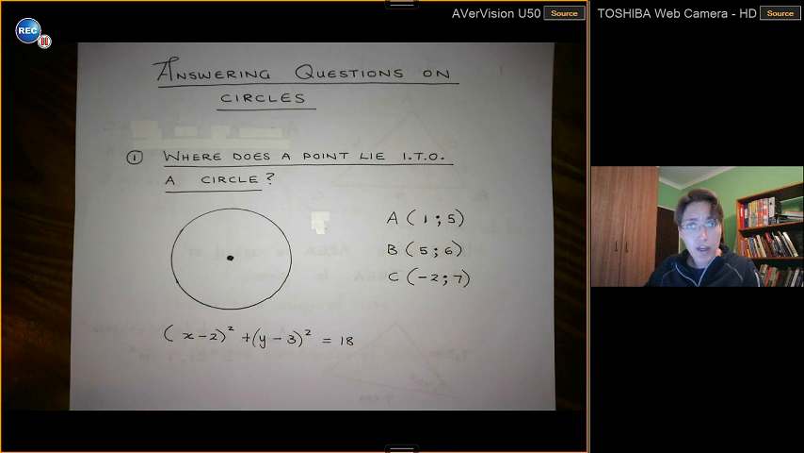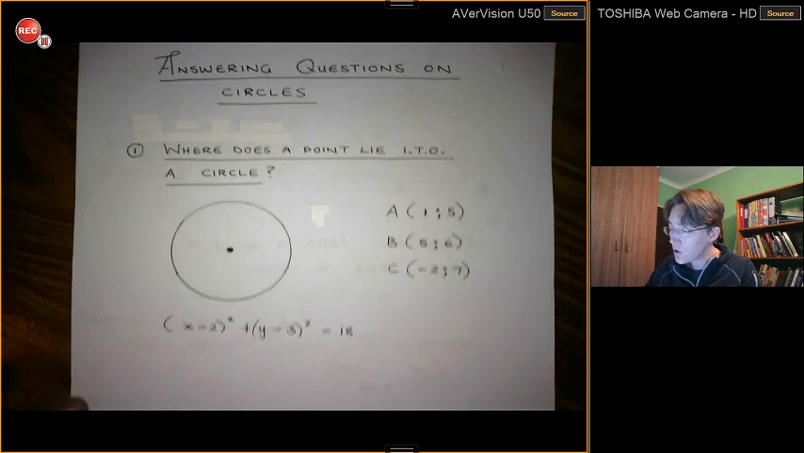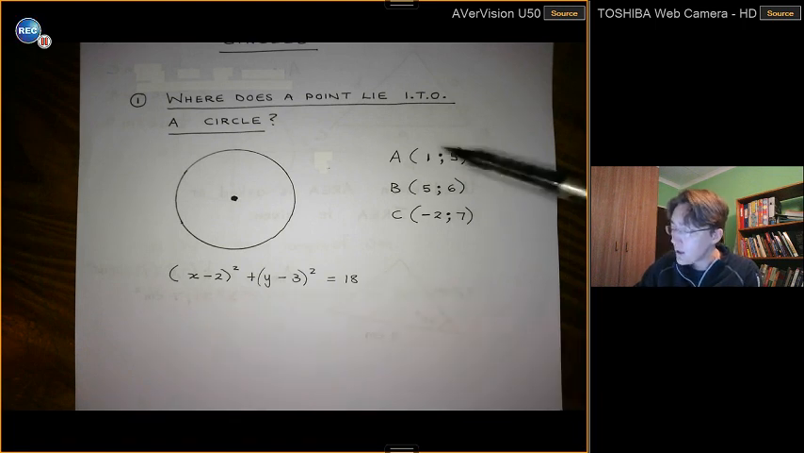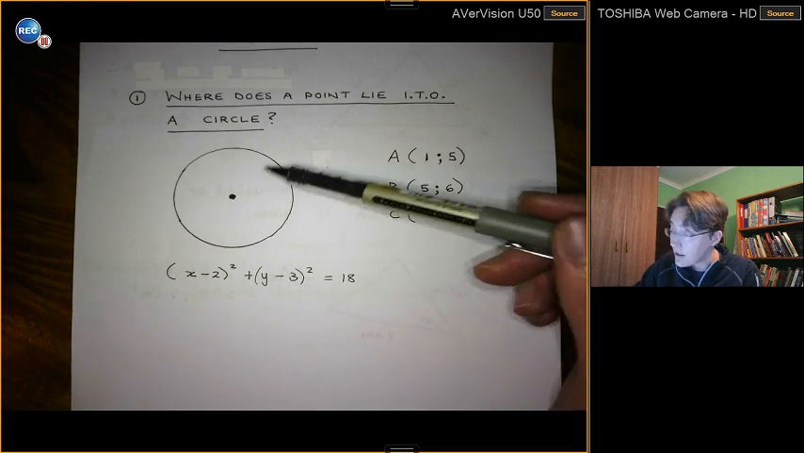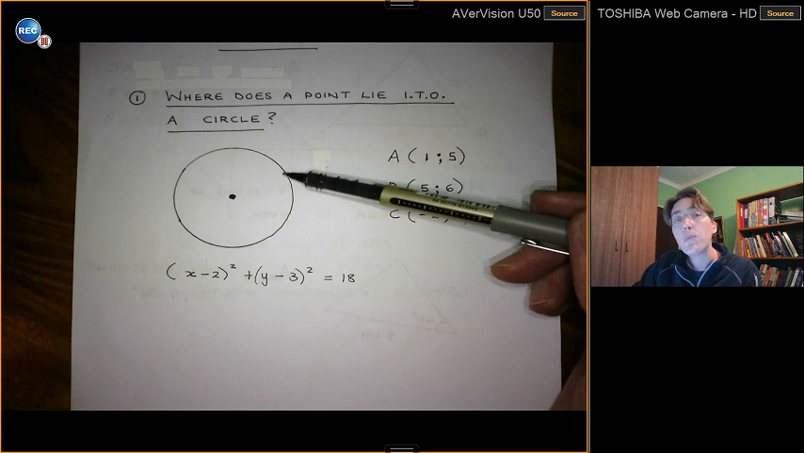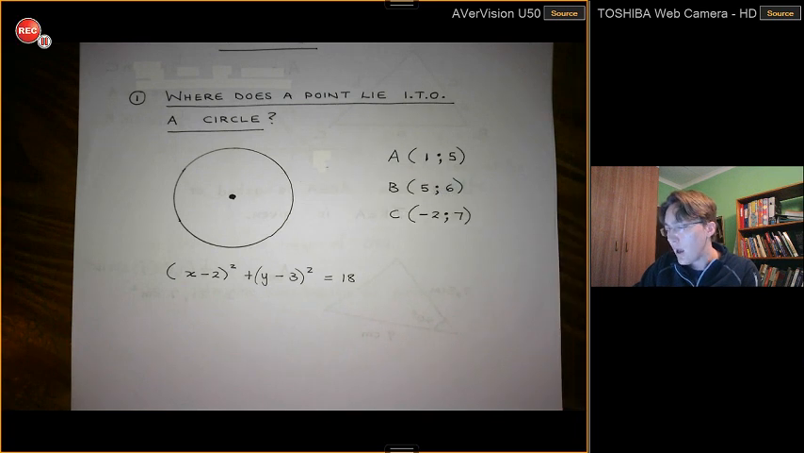Now, the first question they could potentially ask you when it comes to circles is, where does a point lie in terms of a circle? So this question simply asks, if you are given a point and you are given a circle, where does that point lie? Does that point lie maybe inside the circle? Does that point lie on the circle's circumference? Or does that point lie outside the circle? And the only way to really answer this question is to look at the radius of the circle.